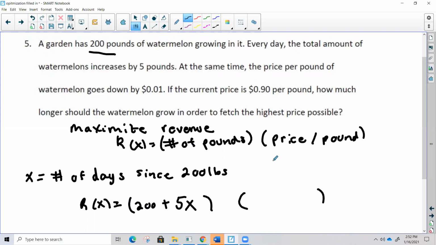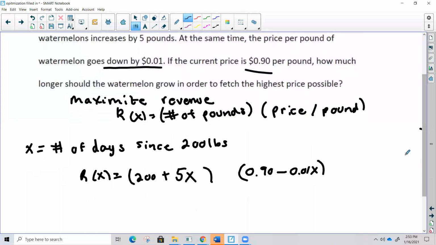Now the price per pound has to do with the dollar amount. So it says the current price is 90 cents per pound, so that's what we're starting with. And it says it goes down by 1 cent, and again, it goes down by 1 cent for every day after these 200 pounds. So we would subtract 0.01 times however many days after our 200 pounds. So this is my expression for revenue.